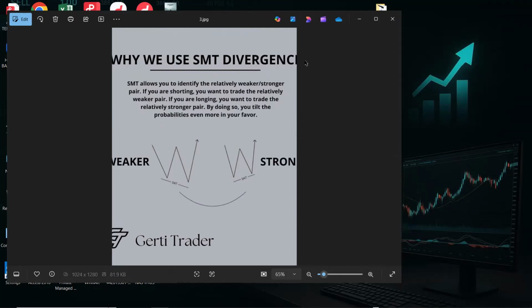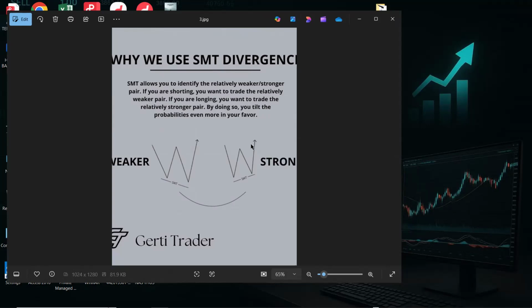Why we use SMT divergence. SMT allows you to identify relatively weaker or stronger pairs. If you are shorting, you want to trade the relatively weaker pair. And if you are going long, you want to trade the relatively stronger pair. By doing so, you tilt the probabilities even more in your favor.